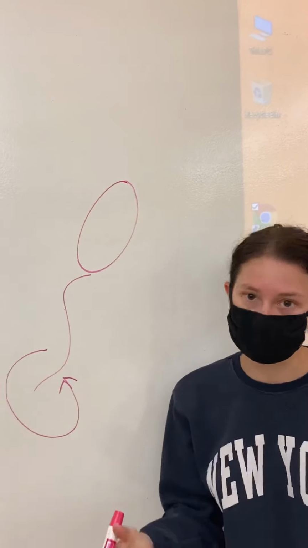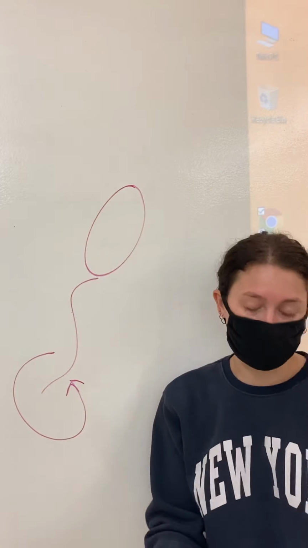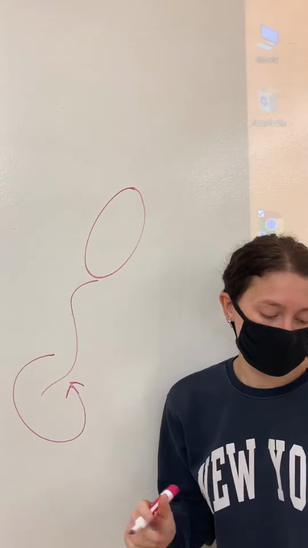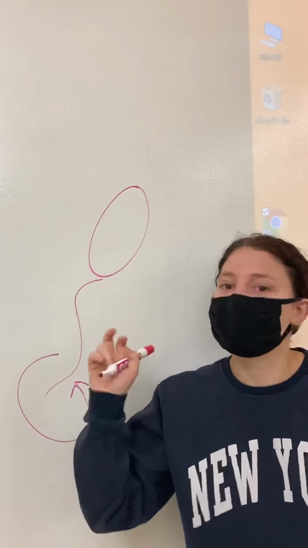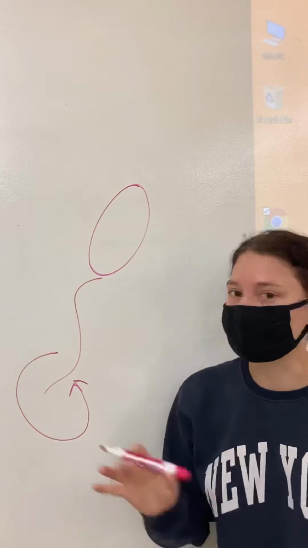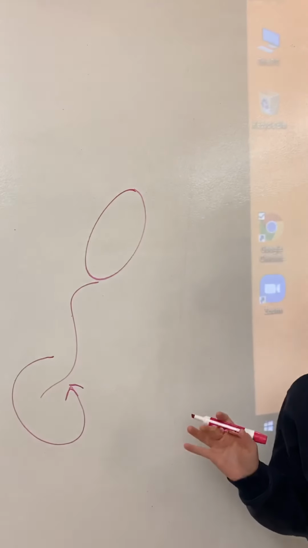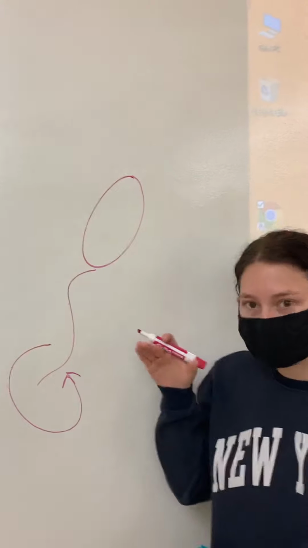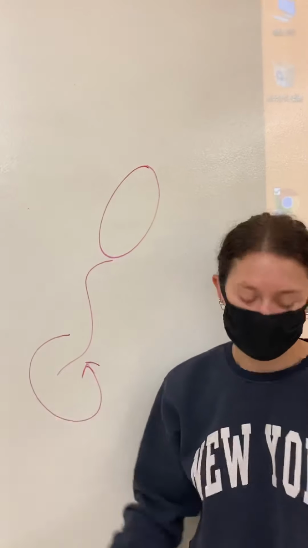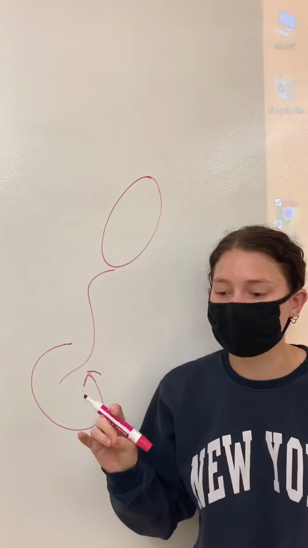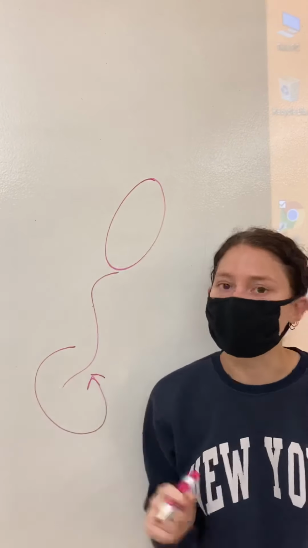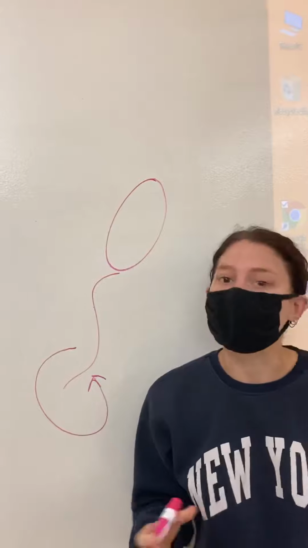And then the second type is gliding. According to Google, they glide over surfaces by mechanisms that remain a mystery. So we're not really sure how to describe that, but just think of it as like a little slug just moving along. And gliding motion is less for traveling and more for survival.